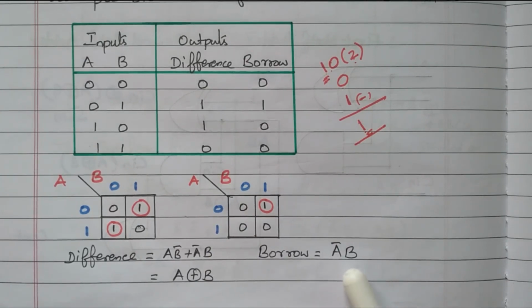Borrow is A bar B. Difference is XOR gate of A and B, A XOR B. Now we need to implement these two expressions using the logic gates in order to get the borrow and difference output. Now we'll go to the logical implementation.